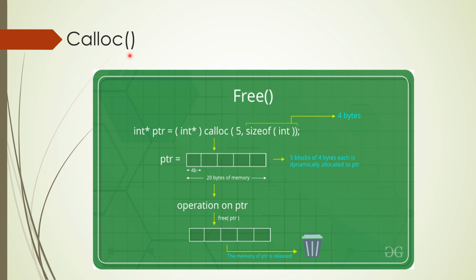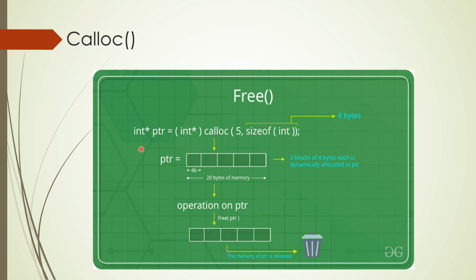Calloc function. In this slide, we are going to understand how the calloc function works. The syntax of malloc and calloc is almost similar, but calloc is for multiple blocks of memory and malloc is for a single block of memory. Malloc will create a single block of memory and calloc will create multiple blocks of memory.